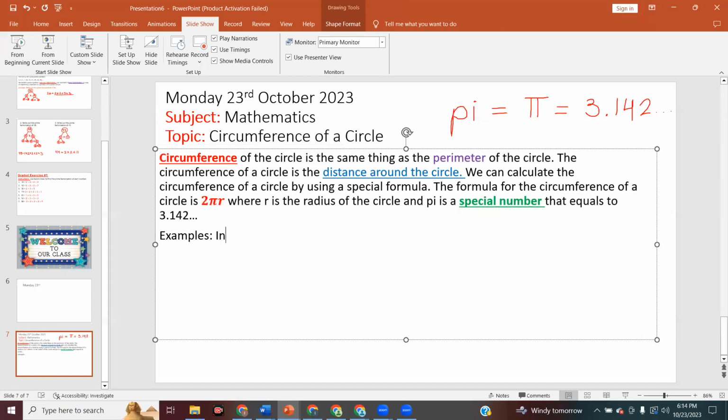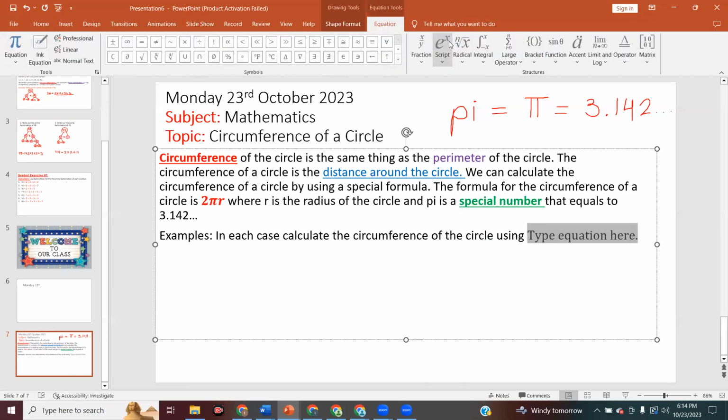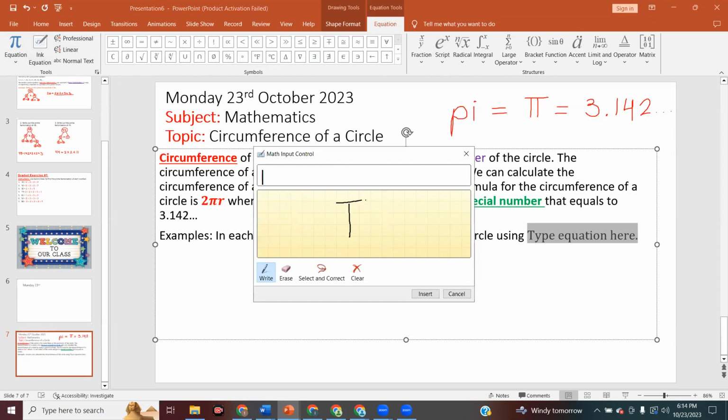In each case, calculate the perimeter or the circumference of the circle using pi as 3.14. So we're going to use pi as 3.14. And this is pi right there.